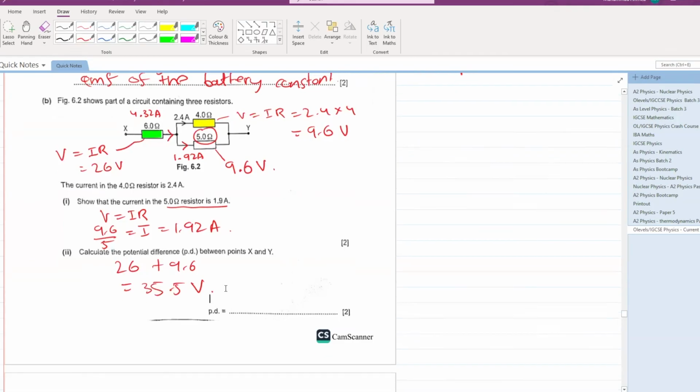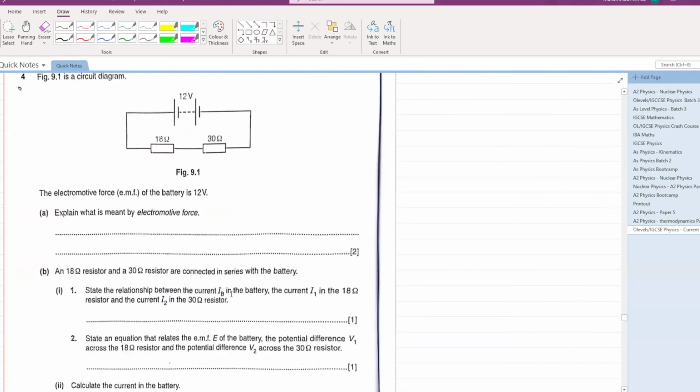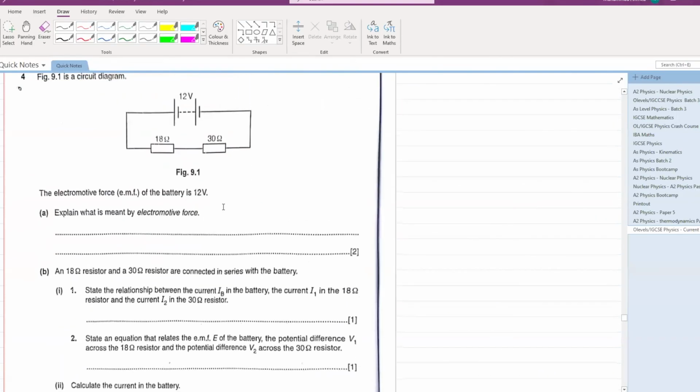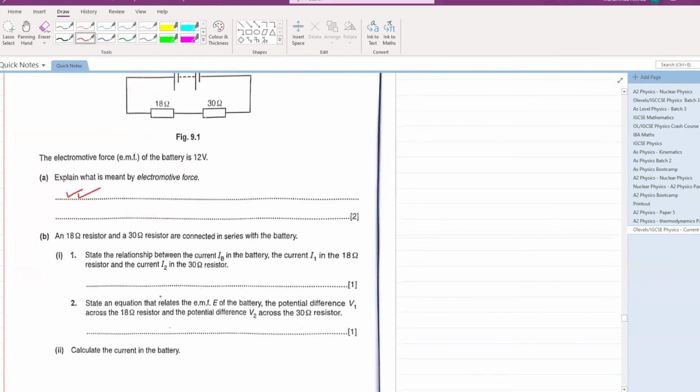Perfect. Let's further move ahead. Figure 9.1 is a circuit diagram. You have a 12 volt battery and two resistors. Explain what is meant by electromotive force. I guess we have done this a lot of times in this video, so you can copy from any timestamp.